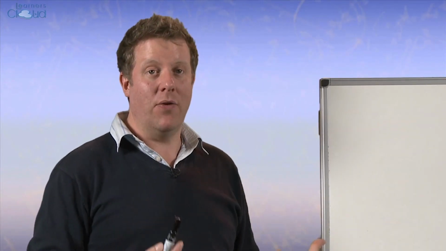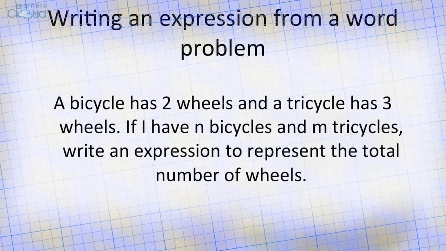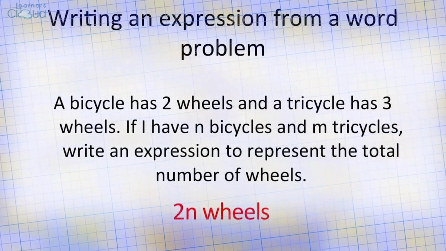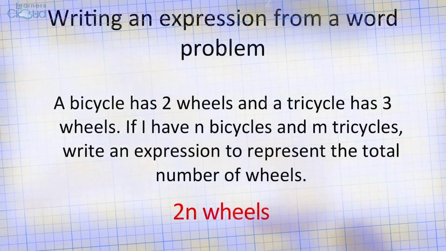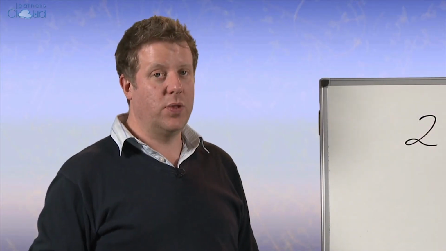Now, what we have to do in this question is imagine numerically what would happen. So if, for example, I had 3 bicycles, then they would have 6 wheels, because it would be 2 lots of 3. If I had 10 bicycles, it would have 20 wheels altogether, 2 lots of 10. So if I have n bicycles, I simply have 2n wheels. I don't know what n is, but if they gave it to me, I'd be able to work it out using that expression. Now, the same process applies with the tricycles.